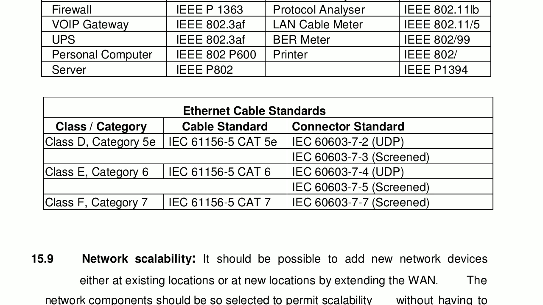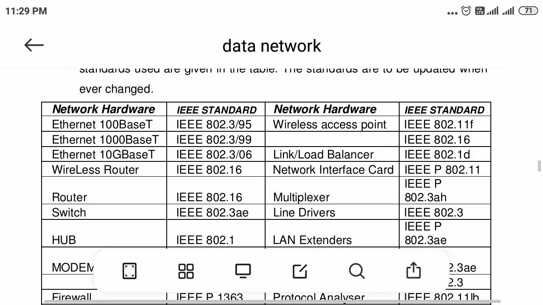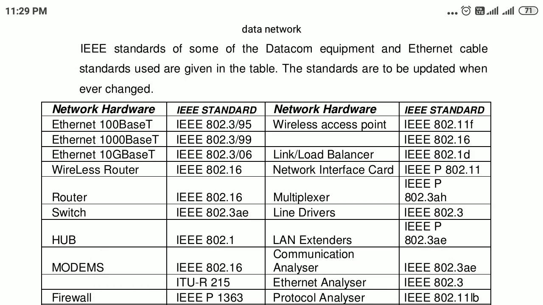The IEC standard is the Ethernet cable standard, and the IEEE standard is for the data communication equipment standard.